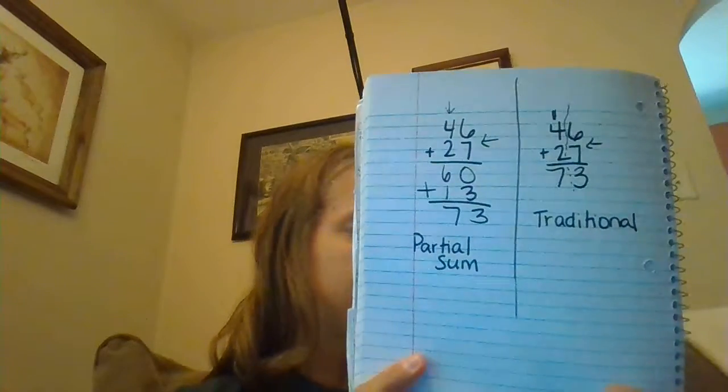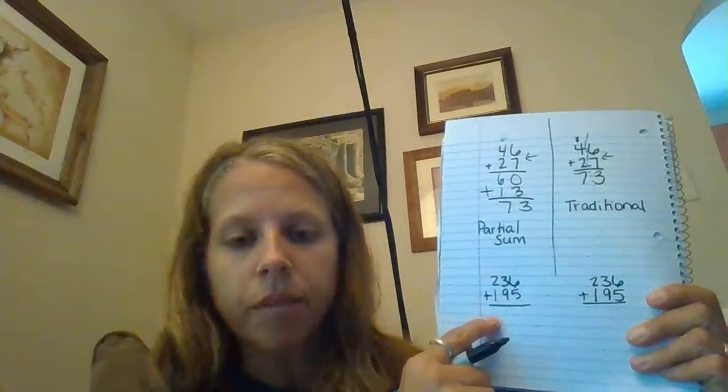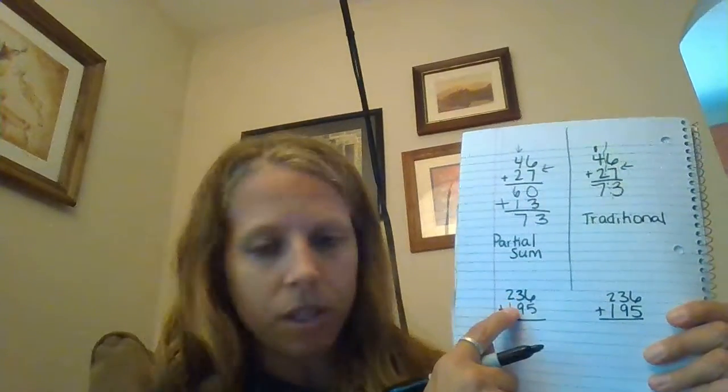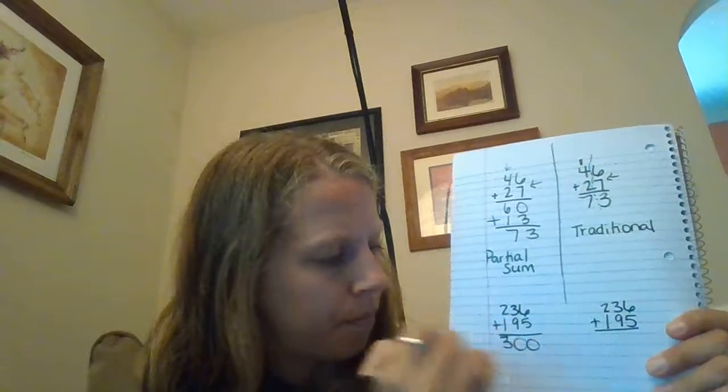I'm going to make our numbers a little bit bigger. So I'm going to add 236 plus 195. And I'm going to do that both ways so you can see both ways one more time. And then you're going to get the chance to practice yourself. Okay? So we're going to go with partial sums over here, and I'm going to start with my biggest number in partial sums. 200 plus 100. And 200 plus 100 is 300.